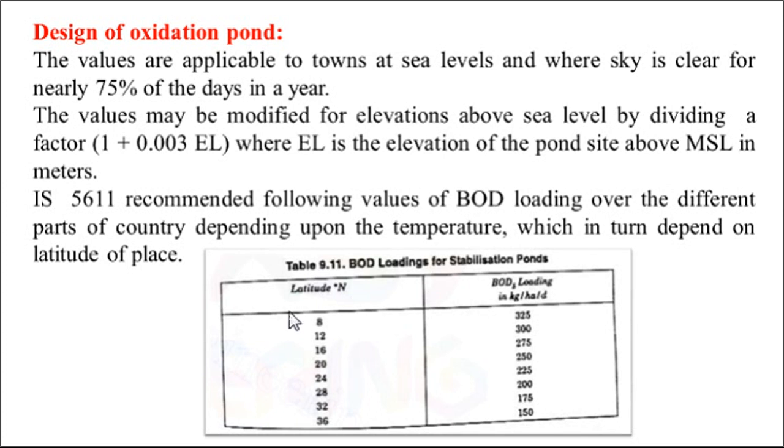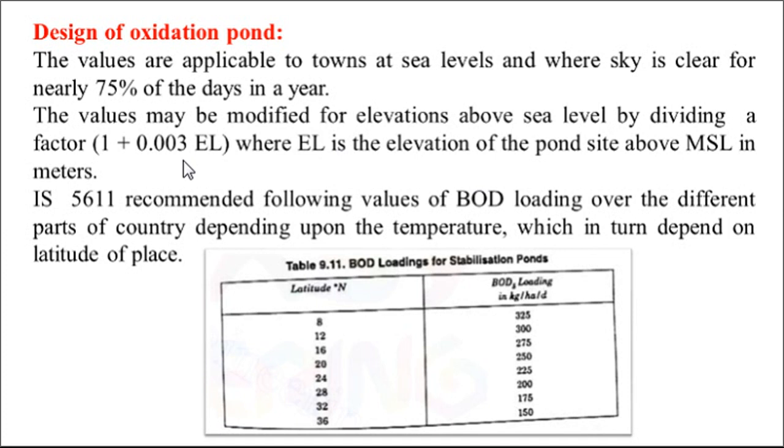So, while deciding the loading rate, we have to check whether the sky is clear in that area for 70% of the days in the year. At the same time, depending upon the location of the pond, in the ocean region, we have to apply this particular correction for elevation.